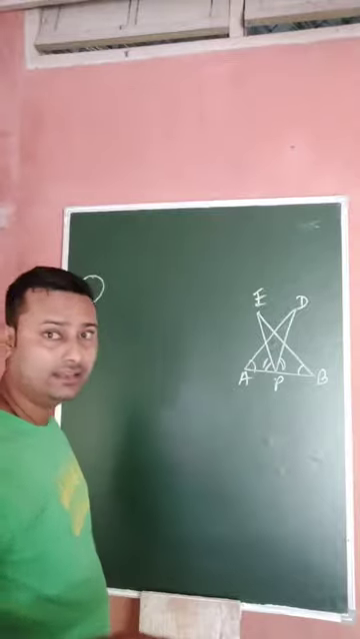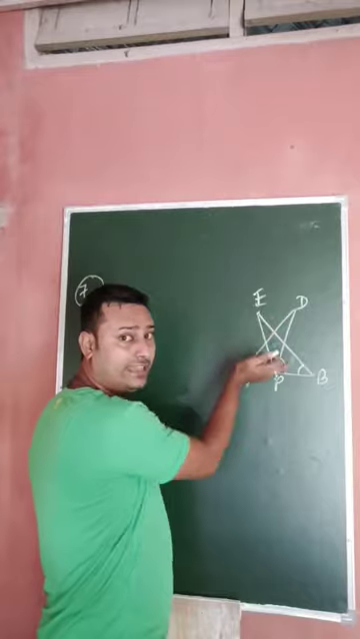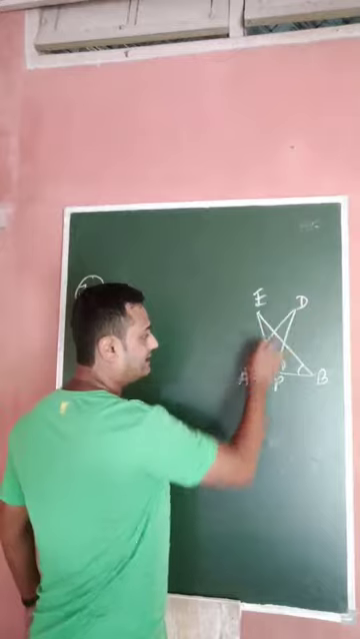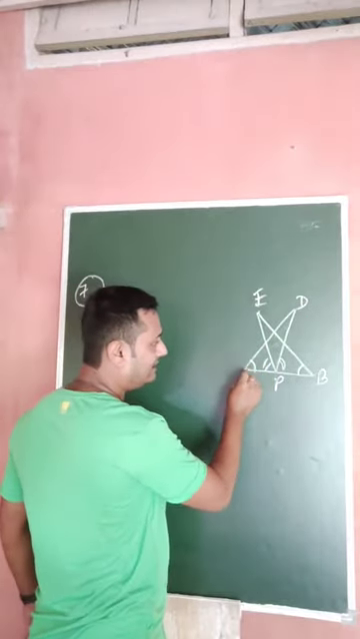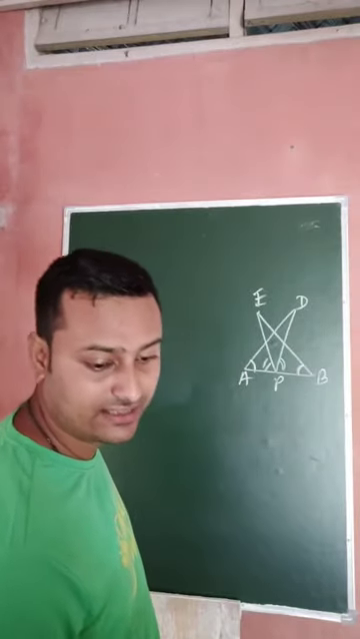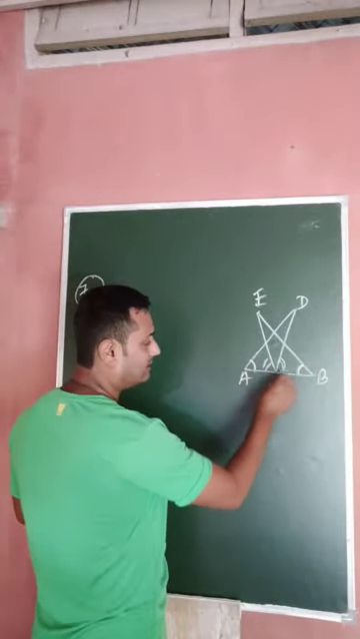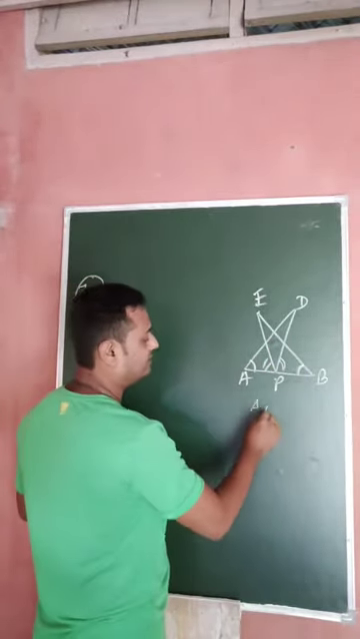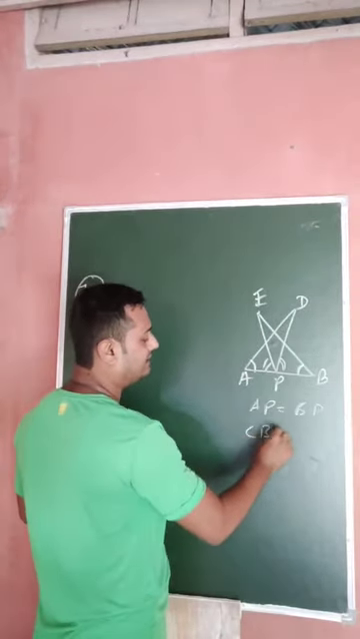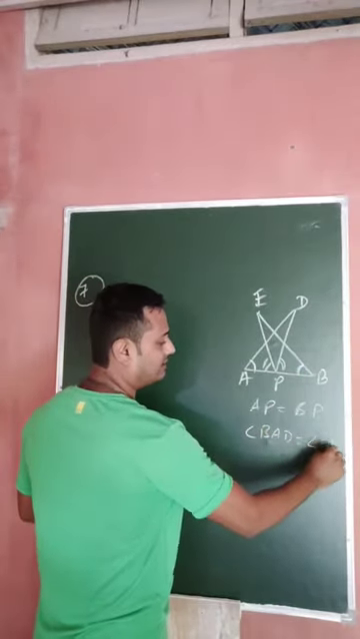Next, it is given that D and E are two points on the same side of AB such that angle BAD, that means this angle, is equal to angle ABE, this angle. Also, P is the midpoint of AB, that means you can find AP equal to BP. Next, angle BAD is equal to angle ABE. Okay, these two things are given.